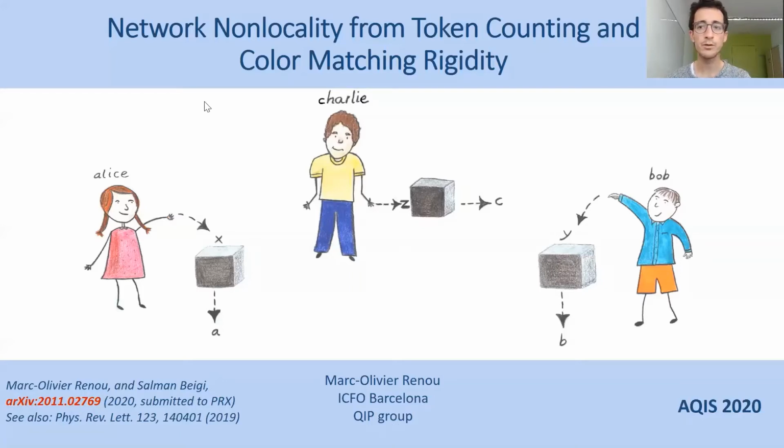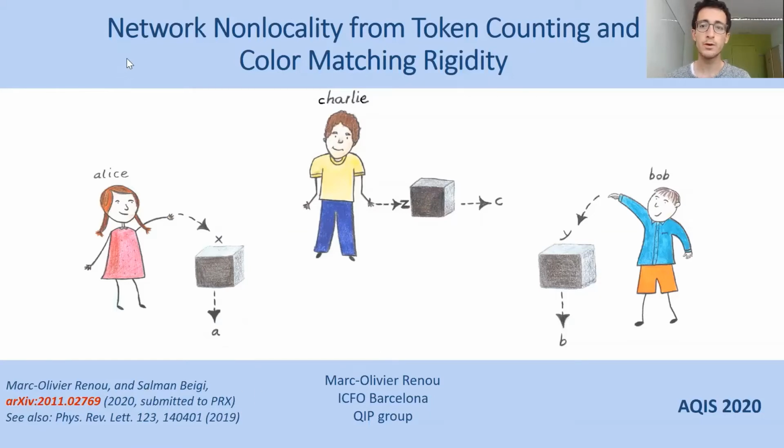So today I will present how one can obtain network non-locality from the token counting and the color matching strategies, which are, as I will show, rigid in many networks. This is inspired from this work, which is a joint work with Salman and Beigi.